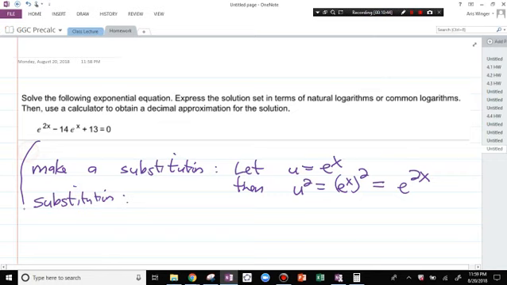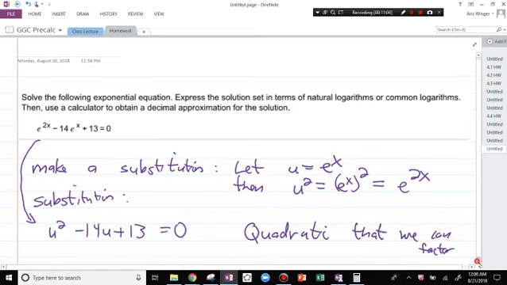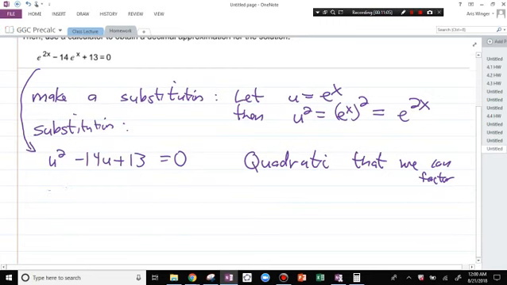And so making this substitution, then we get that u squared minus 14u plus 13 is equal to 0. And then we'll immediately see, oh, this is a quadratic that I can factor. Right, so this is one of the tricky ones. Factors of 13 that add up to 14, negative 13 minus 1.